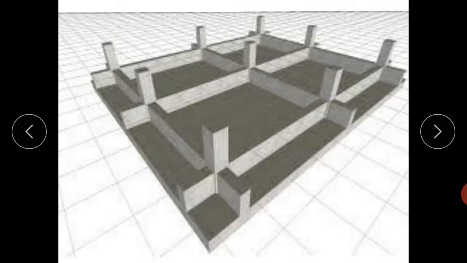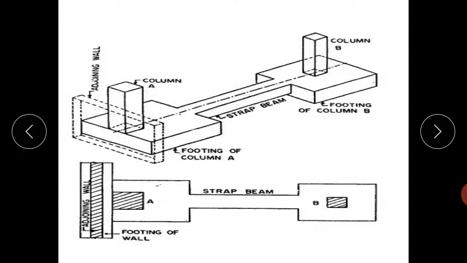Mat footing, we can say it is a raft footing. It is suitable for soil of low bearing capacity for heavy loading. And we can see that there is a slab which supports 3 or 4 or 5 columns. Strap footing is nothing but a footing in which two or more footings are connected by a beam. It connects an eccentrically loaded column close to the property line.